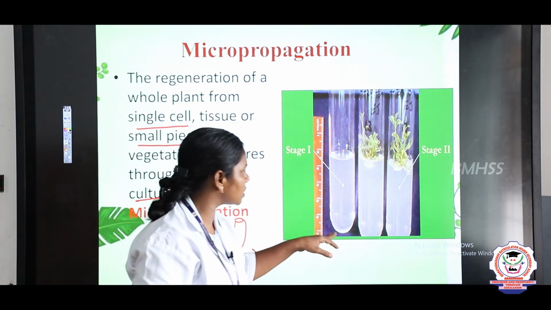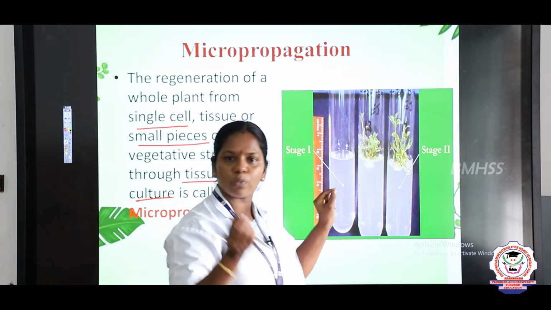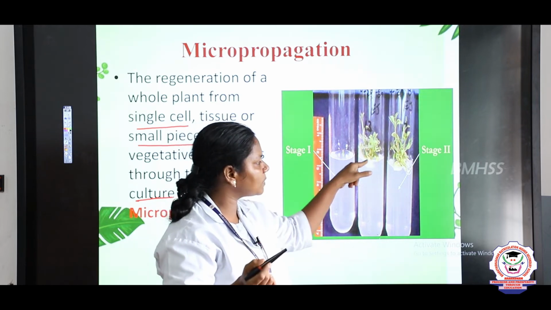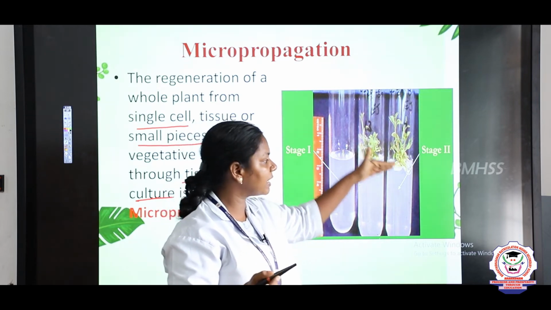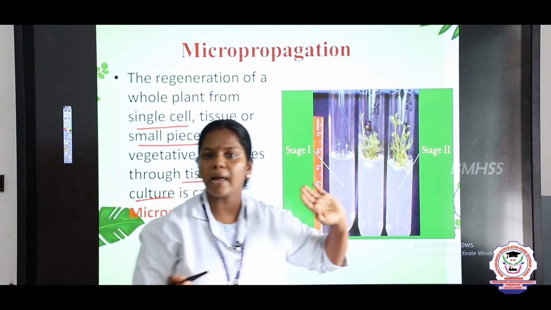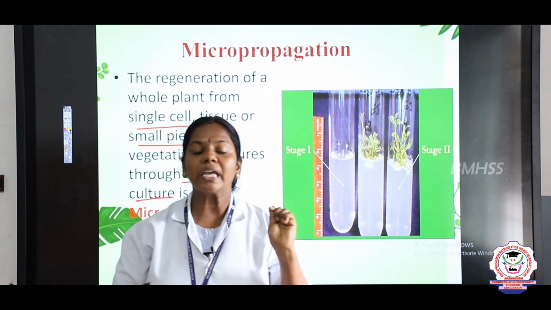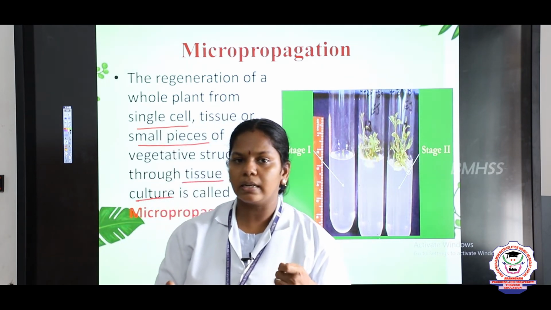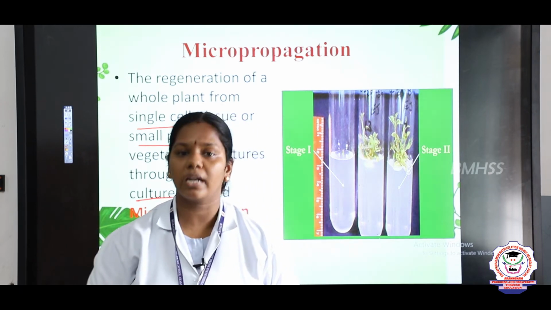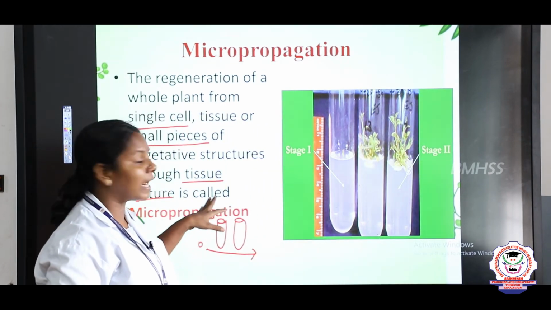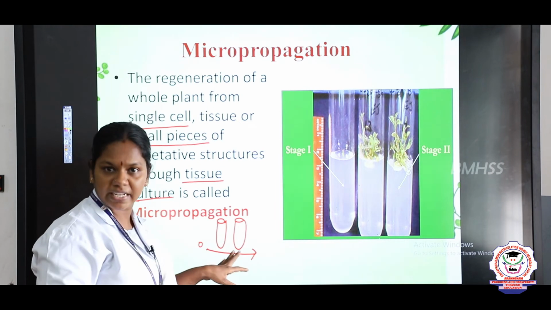Just look at this picture, children. In stage 1 you take a small part of it, and later it forms a callus, and later it develops into an entire plant. So the technique of growing plants from a single cell in laboratory conditions is called tissue culture, and by using tissue culture we are producing the next generation.